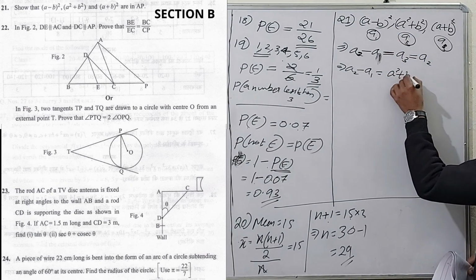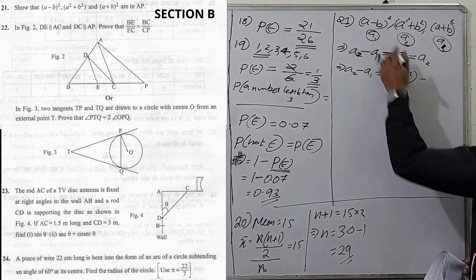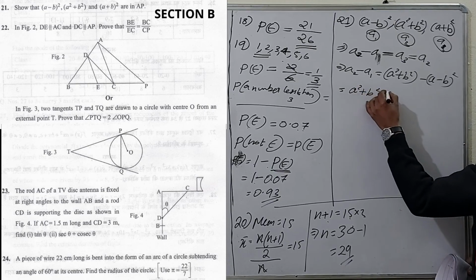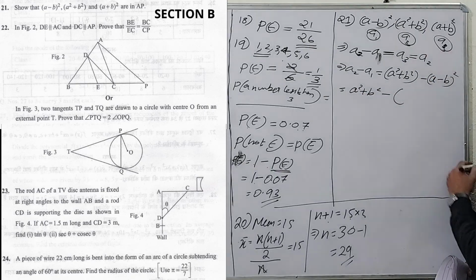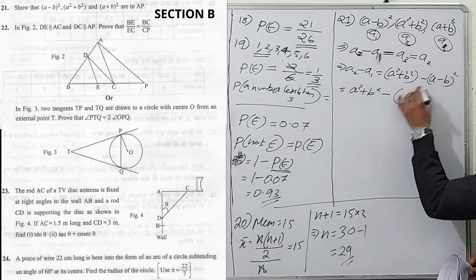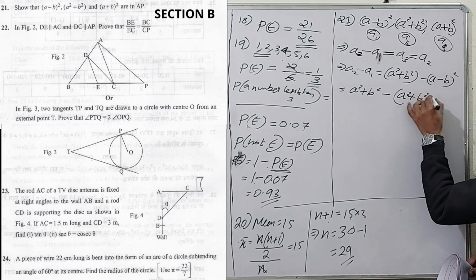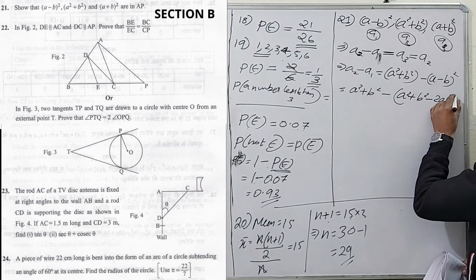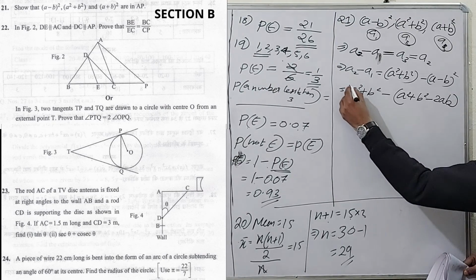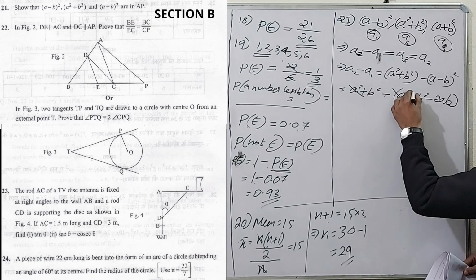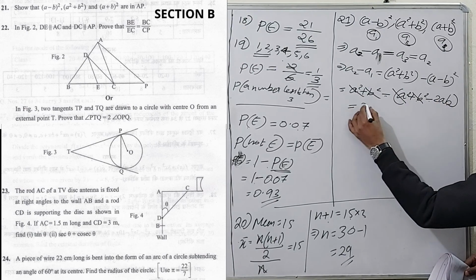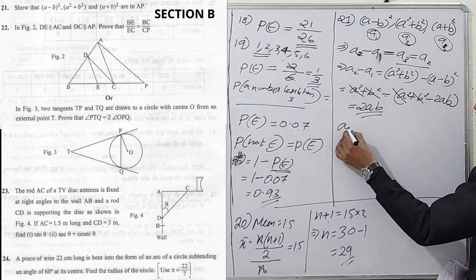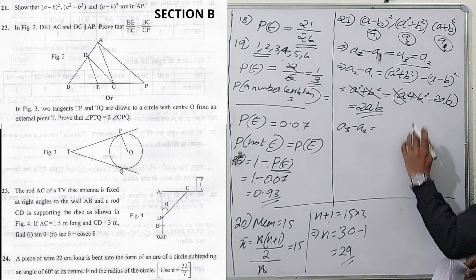A2 is this one. So A square plus B square minus A1, which is A minus B whole square, which is equal to A square plus B square minus A minus B whole square. Expand by using the algebraic identity, that is A square plus B square minus 2AB. Am I right? Then A square minus A square is cancelled, B square and minus B square cancelled. Minus of minus 2AB is equal to plus 2AB. Clear?